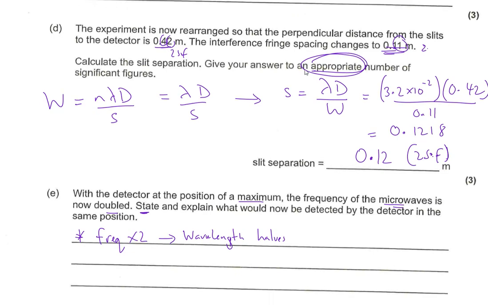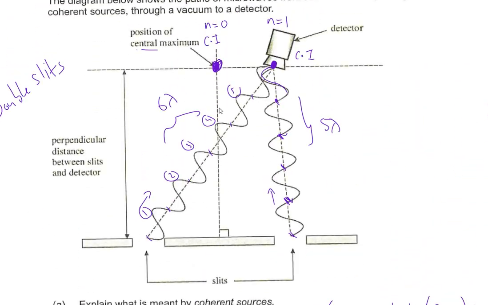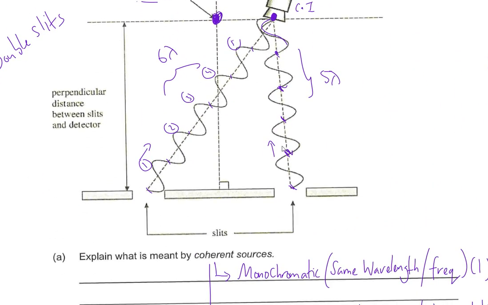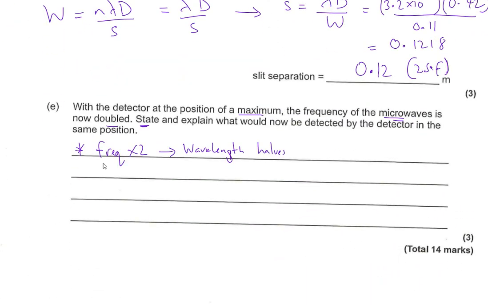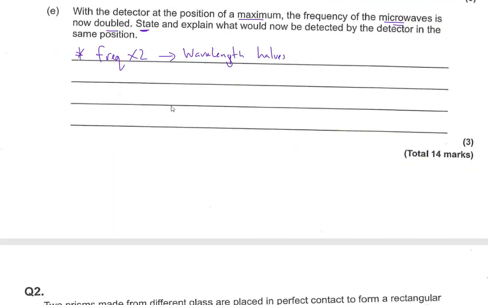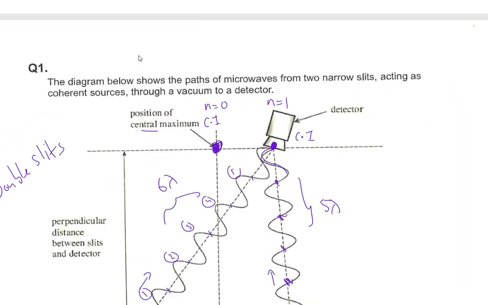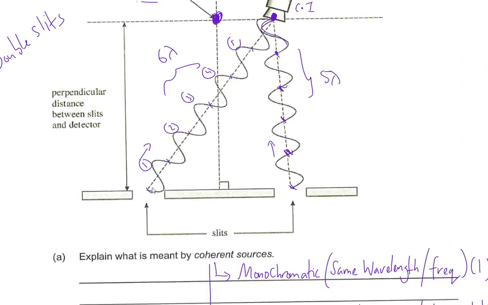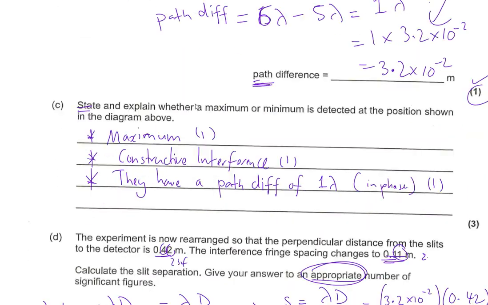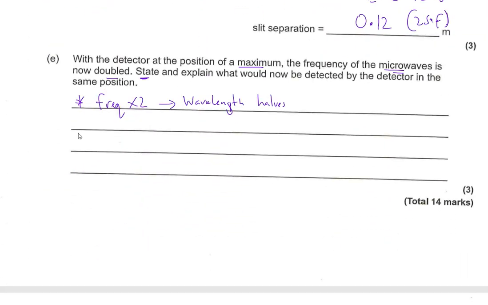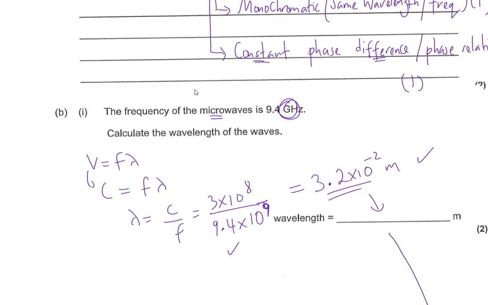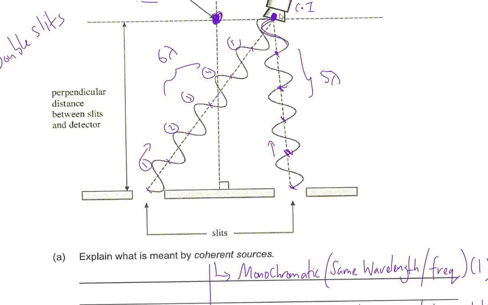Now, if the wavelength halves, what's going to happen to these paths here? Think of this. If the frequency doubles, what happens to the number of waves? It means we're going to have twice the waves. How many waves do we have here? We've got 6 complete waves, so now we're going to have 12 complete waves. Therefore, 12 times the wavelength of the wave. So instead of 6 waves originally, we have 12.